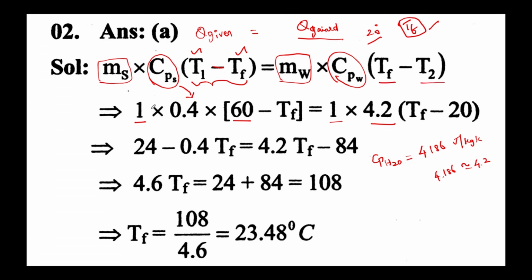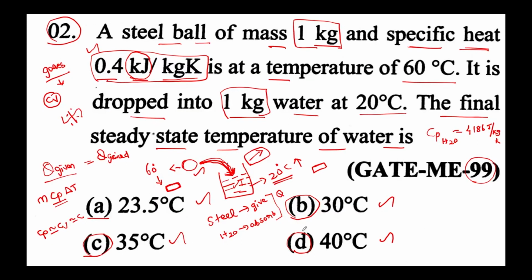Hope this is clear. Try to bring the TF terms to one side of the equation and all the other terms to the other side. Rearranging, I get 4.6 times TF equals 24 plus 84, which is 108. So TF would be simply 108 by 4.6, which comes to around 23.48 degrees Celsius. If you get back to the options, the nearest best option is option A. So I can say that option A is the correct answer.